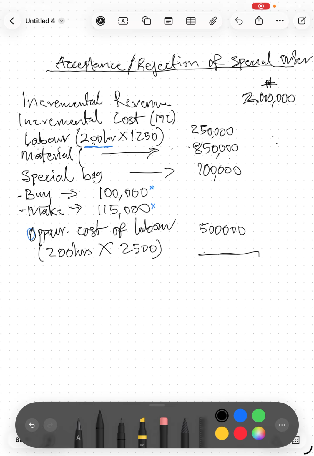Total this. Add up all this, should give us 1,450, I guess. Hold on, let me do my calculation. This should give us 2,000 million. So this should give us 1.7. So it should give us $1,700,000. If I less this, I have 300,000. So this is our incremental benefit.